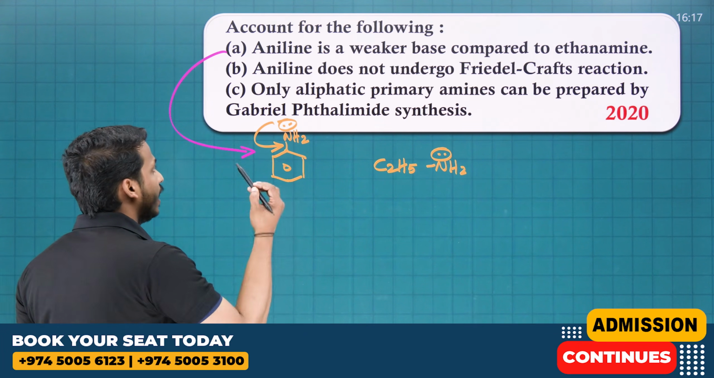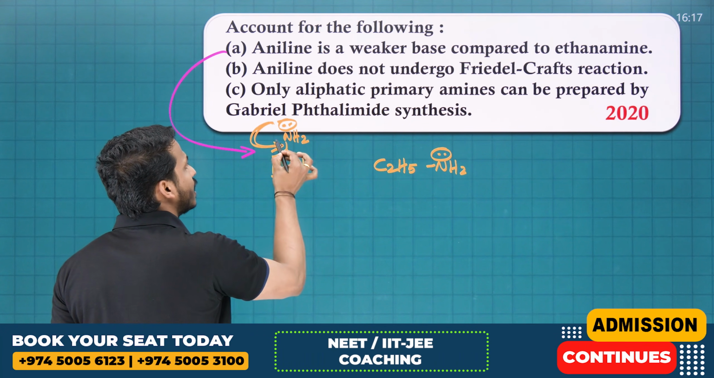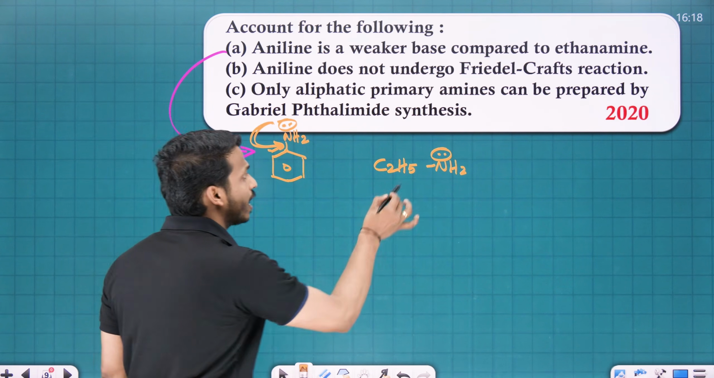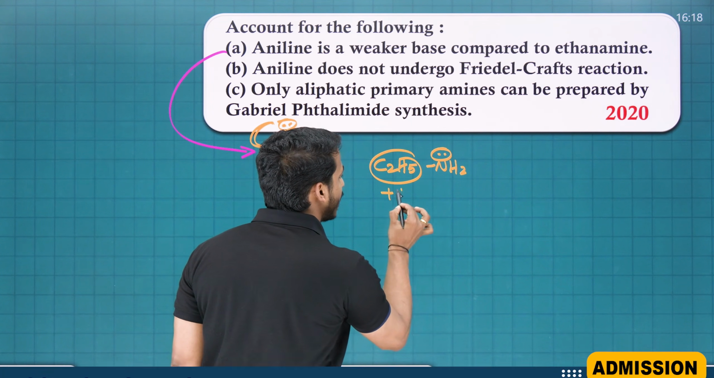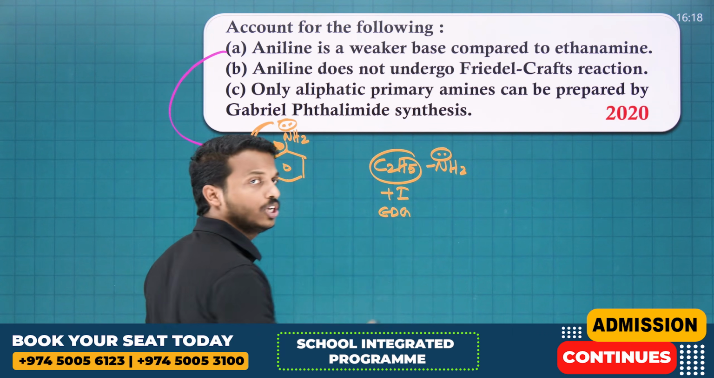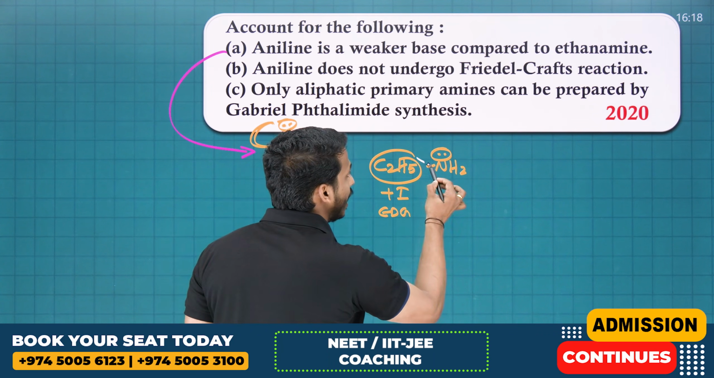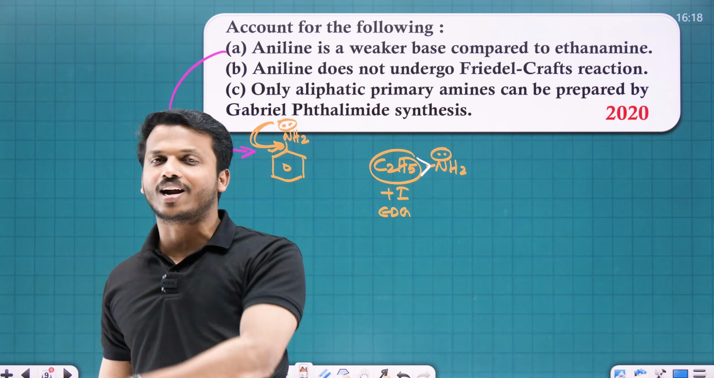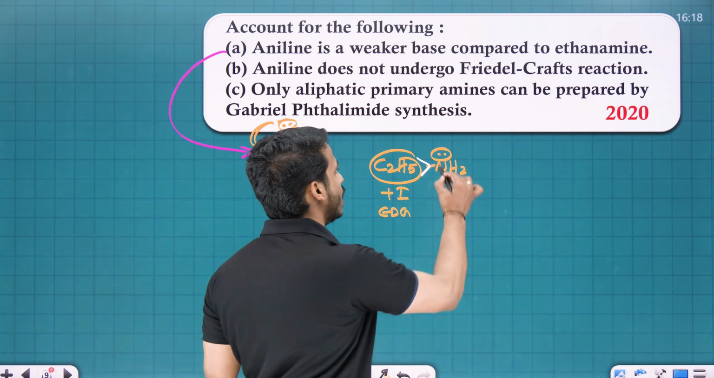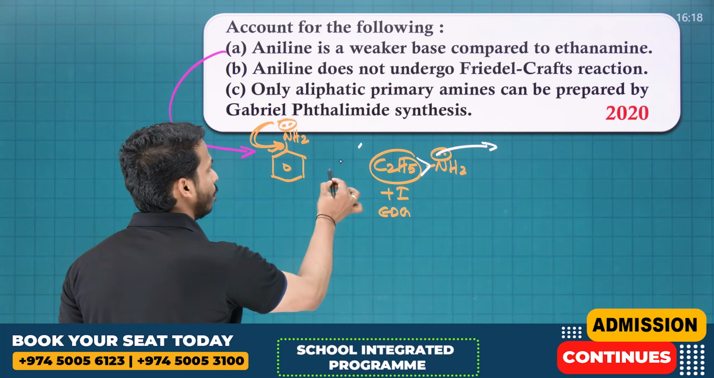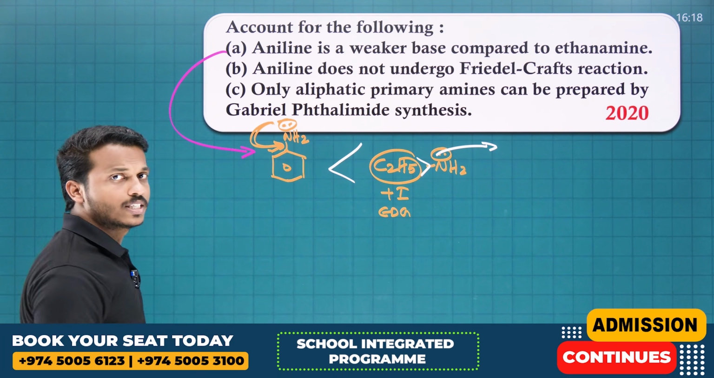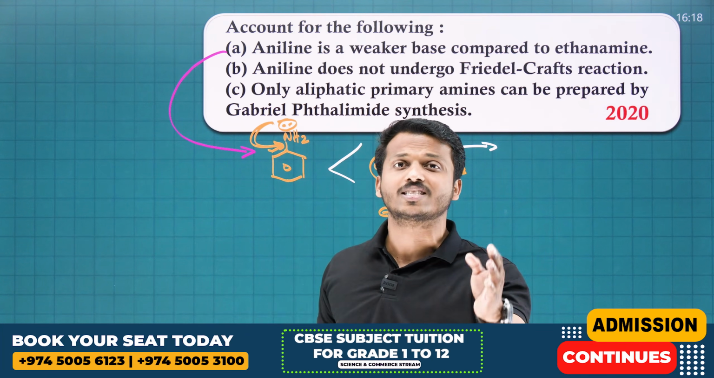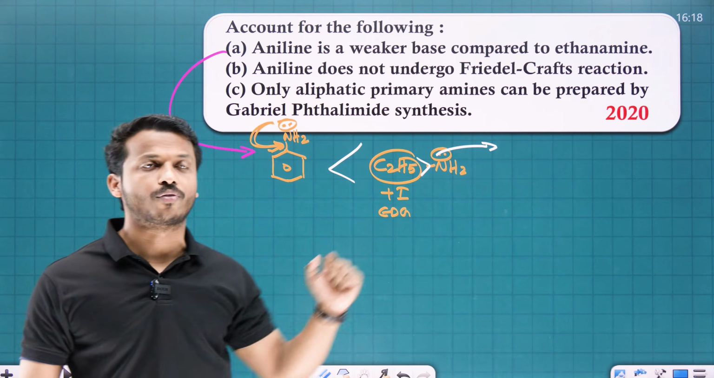So how can you answer? In aniline, the lone pair on nitrogen is involved in resonance stabilization, so it is not available for protonation. Whereas in ethylamine, it contains a plus I effect group. What does plus I effect mean? EDG, electron donating group. Alkyl groups are electron donating, so nitrogen will be richer in electrons and can easily donate the lone pair, so it will be more basic. Second question we already discussed, my dear: aniline does not undergo Friedel-Crafts because aniline reacts with the catalyst AlCl3 to form a salt instead of Friedel-Crafts.